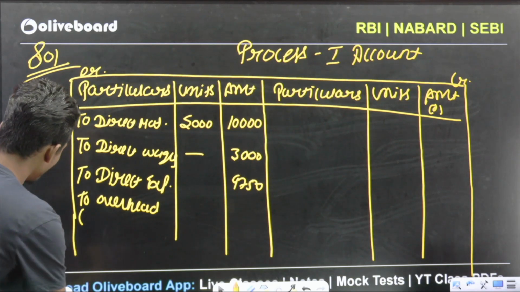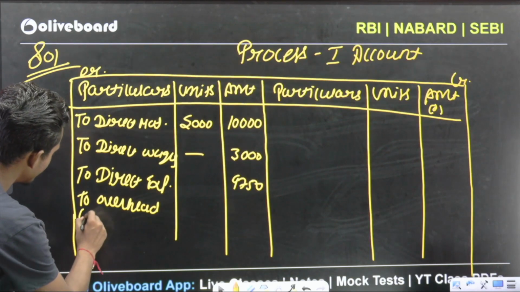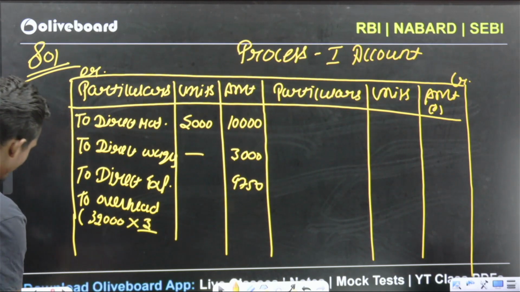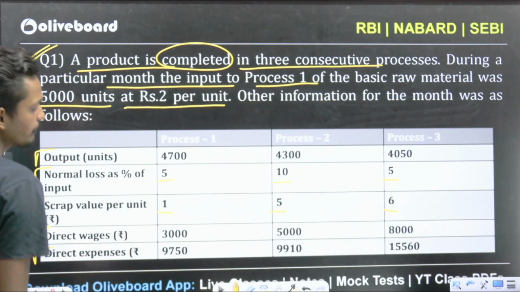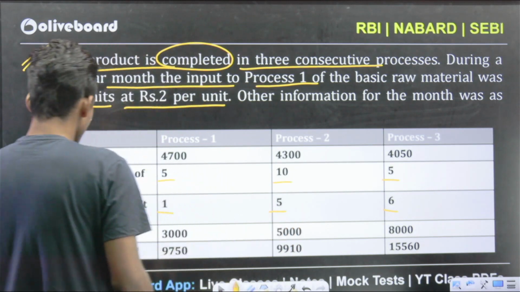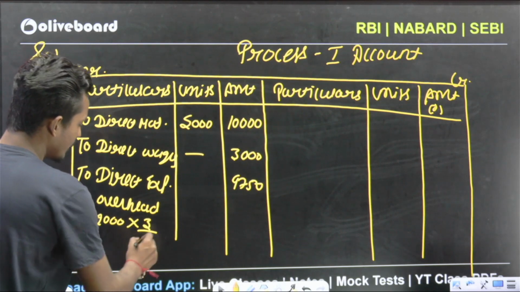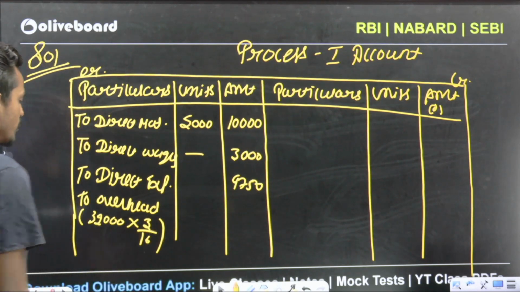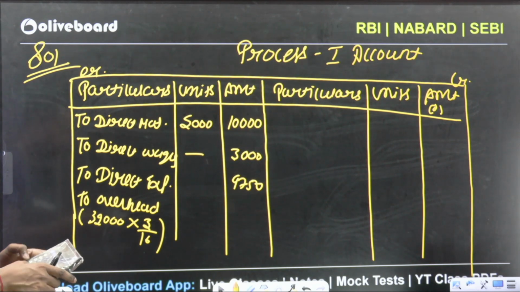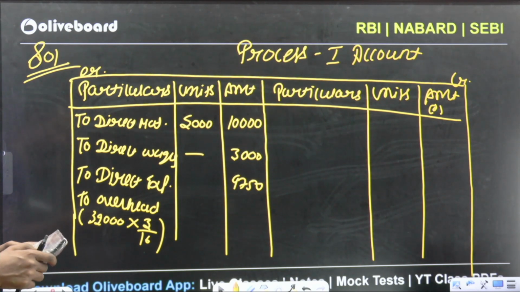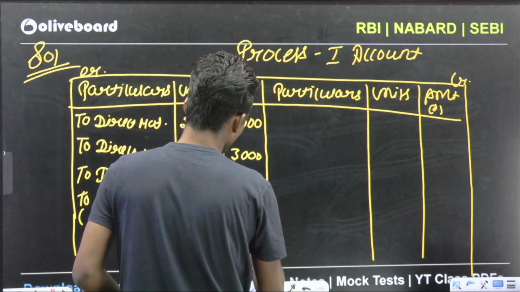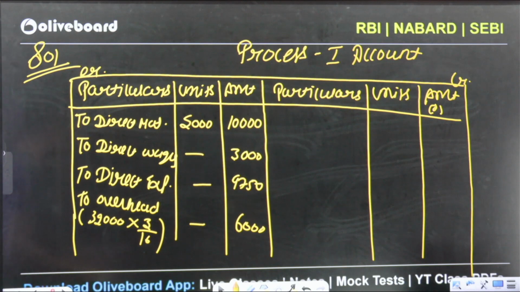So how will I apportion the overhead? The total amount of overhead is 32,000, and out of the 32,000 I am multiplying first by 3, dividing by 3 plus 5, that is 8, or 16. So I am apportioning into the process 1 account: 32,000 multiplied by 3 divided by 16. So I get simply 6,000 of overhead over here.